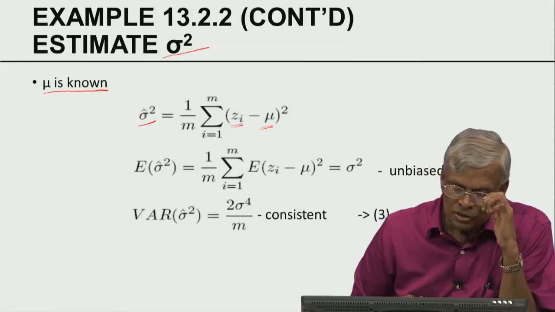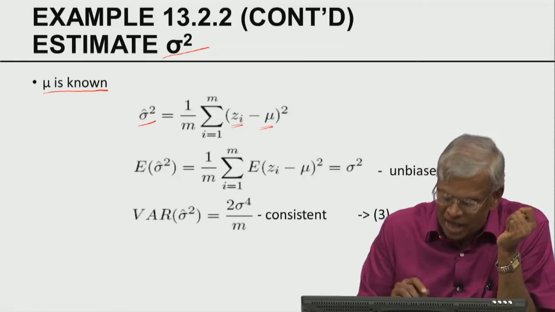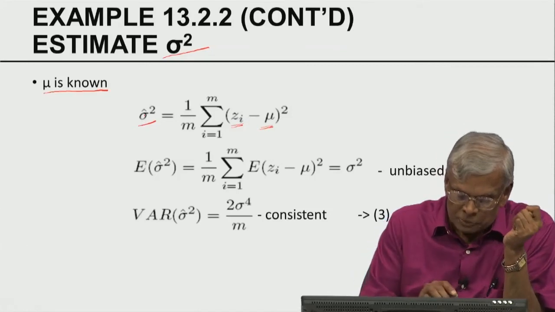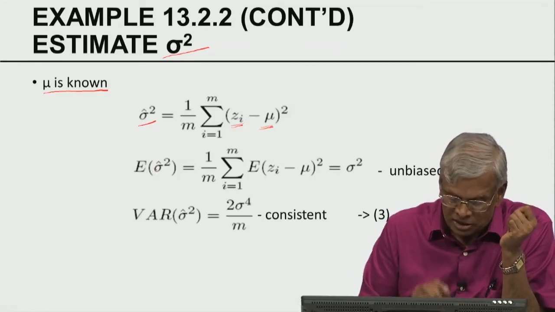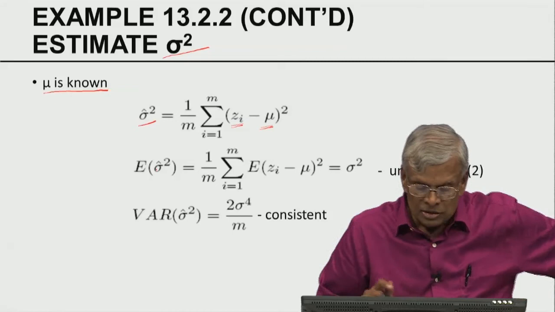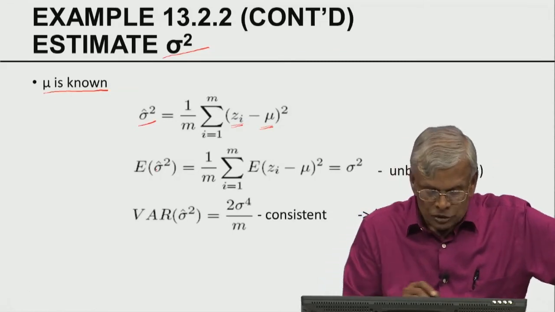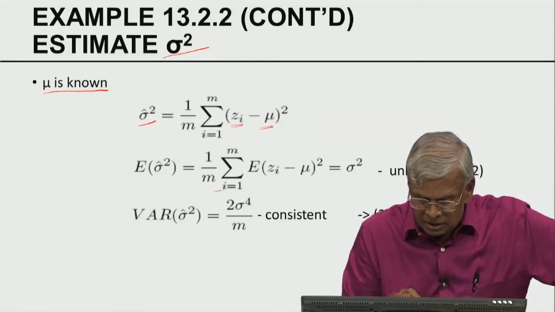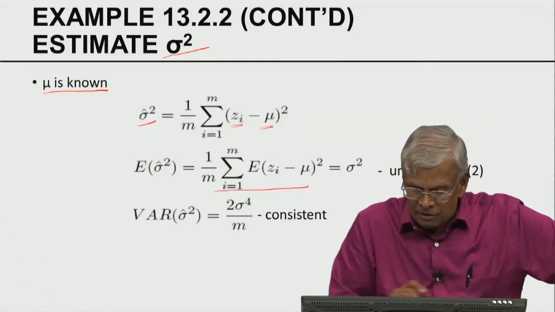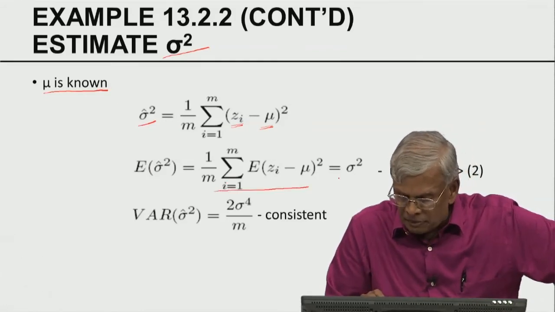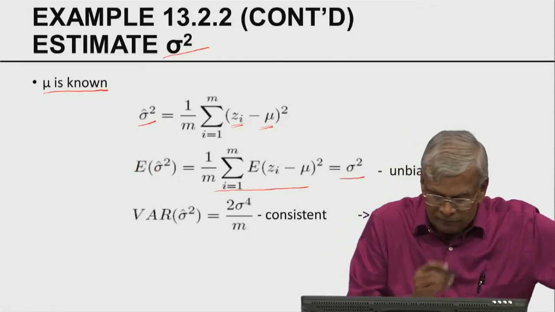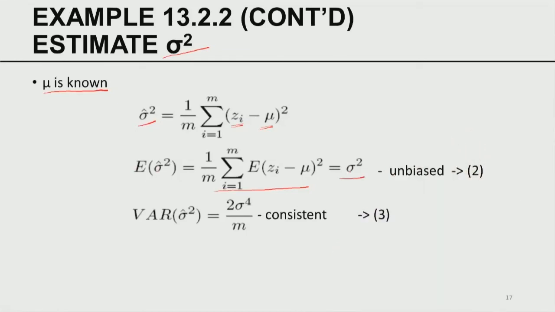But sigma square hat is a random variable because zi is random. So the expected value of the estimate sigma square hat is the expectation of the sum, which is the sum of the expectations. By applying that simple rule, it can be verified that the expectation of the estimate is equal to the true value. Therefore, this estimate is unbiased.